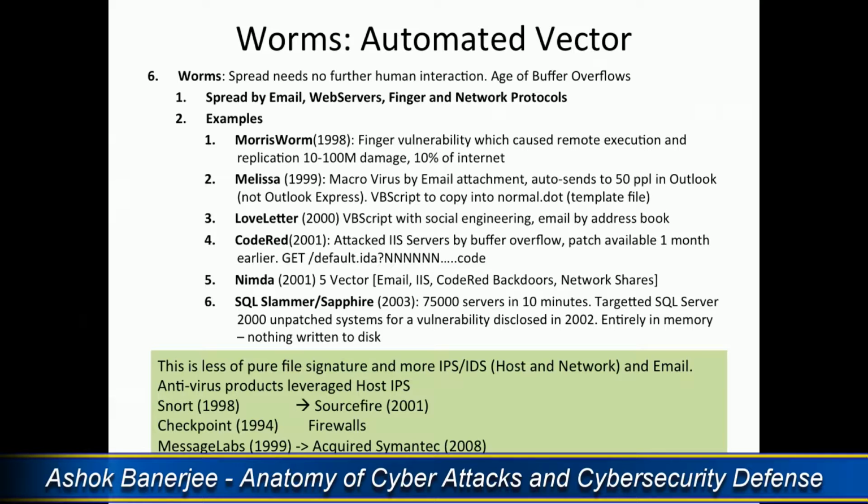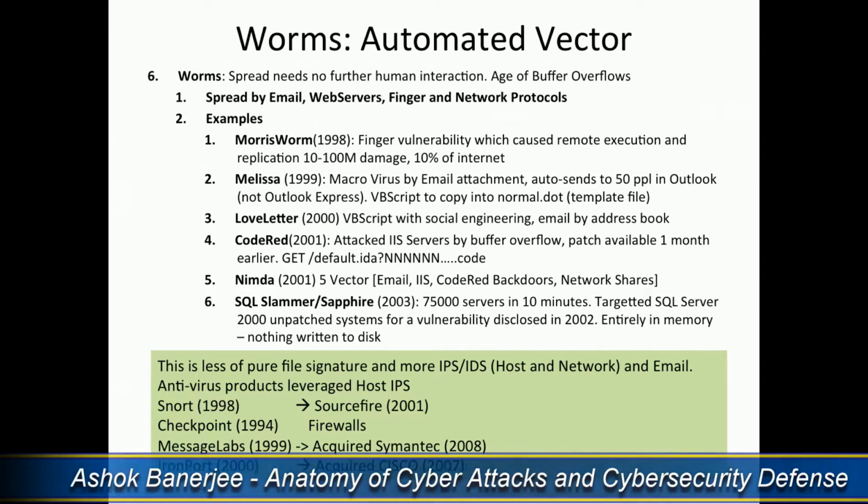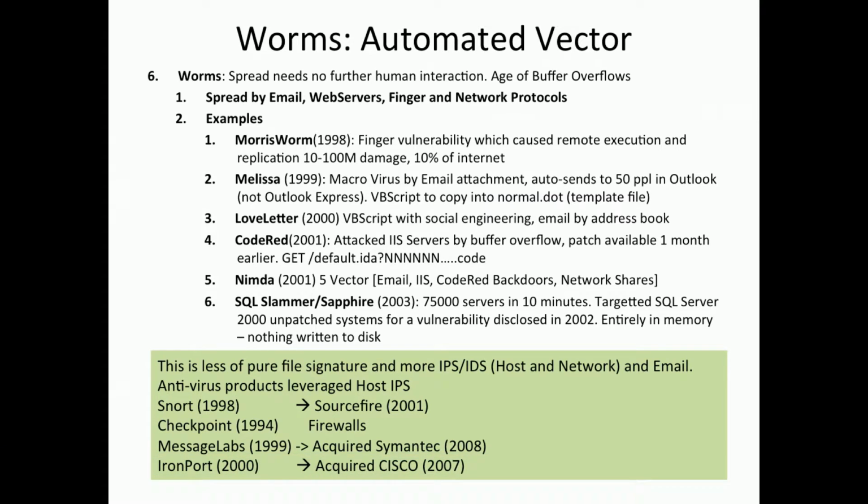Similarly for Melissa, which was email. Network finger was literally over a wire call. Melissa was over email, sending to the first 50. Love Letter, I think, was to the whole set. And Code Red again attacked the IIS servers with a buffer overflow. But along with the attack, the replication was going and looking for others: who else can I attack? So the spread is very rampant.